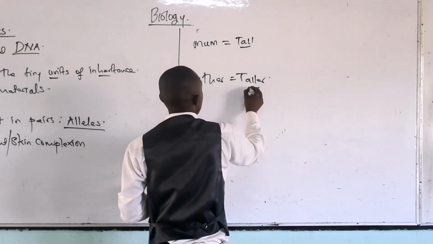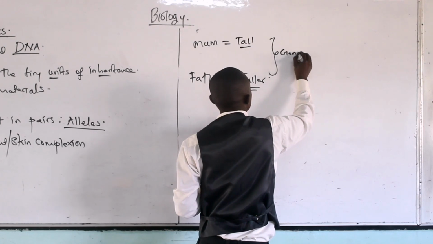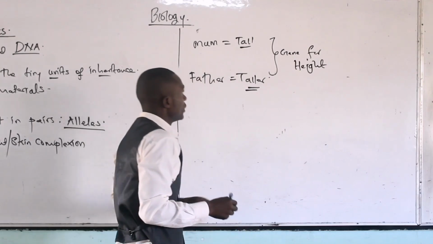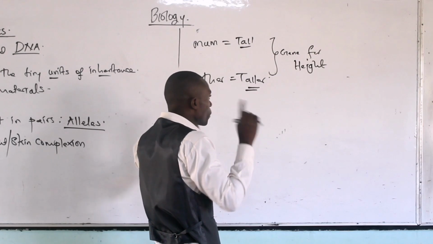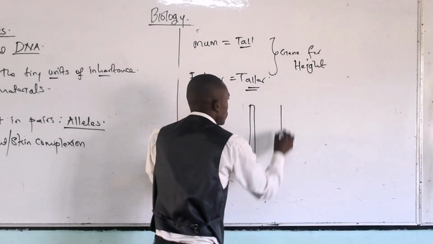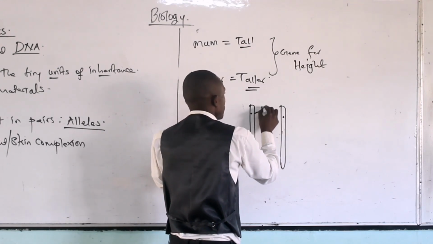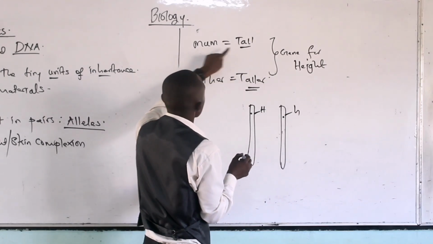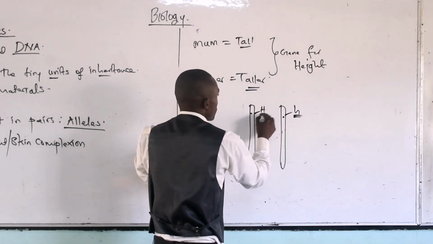All of them, in their chromosomes, will carry a gene for height. So we have a gene specifically for height, and they will occupy the same locus on the chromosome. This is our chromosome. So we have a locus here. We have said your mom is tall, so we shall use small h to denote that. Then say your father is taller, we shall use capital H to denote that.